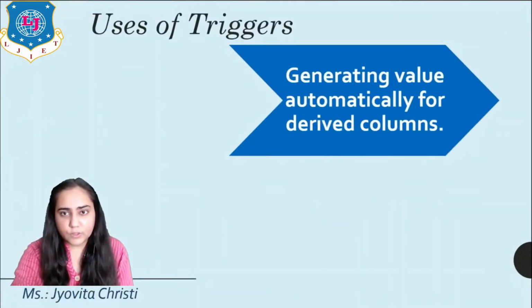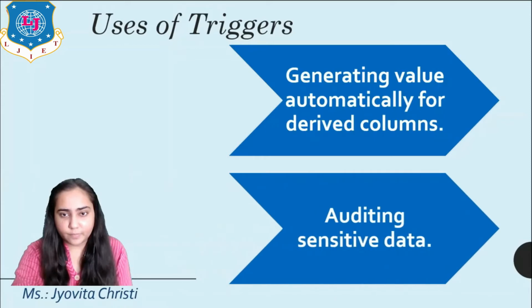Triggers are also used to generate values automatically for derived columns. For example, you might have a column in your table which is date of birth, and using that you would want to calculate the age of a person and store it in another column. This can be done using a trigger without having to insert age separately. You can actually calculate it from another column.